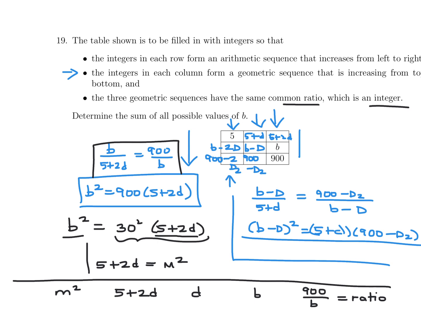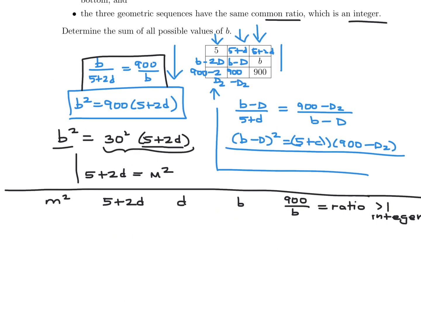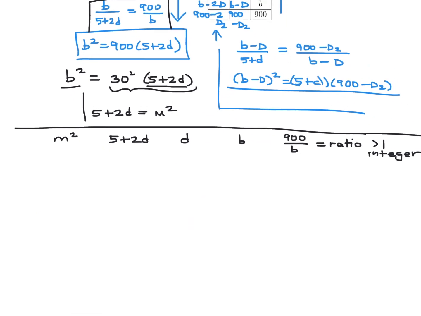And another thing that's helpful is this statement that it's increasing from top to bottom. So that means, since it's increasing, the ratio has to be greater than 1. Otherwise it wouldn't be increasing. So the ratio has to be greater than 1, and the ratio has to be an integer. Okay, I'm pretty sure that's the interpretation. So let's go with this and let's see what happens.